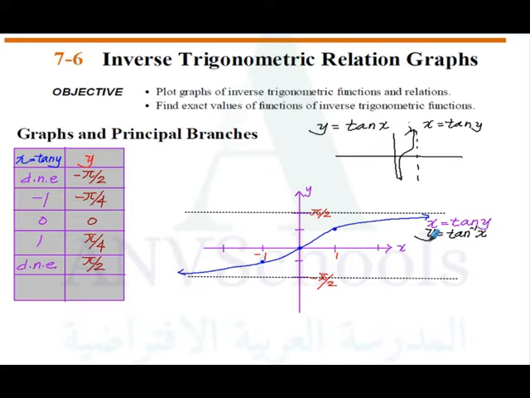Okay, so this equation is the inverse tangent of x. Now the same is true for cosine and for sine. And let's have this notion about graphs and principal branches. So we are successful in conveying the graph of the inverse tangent of x.